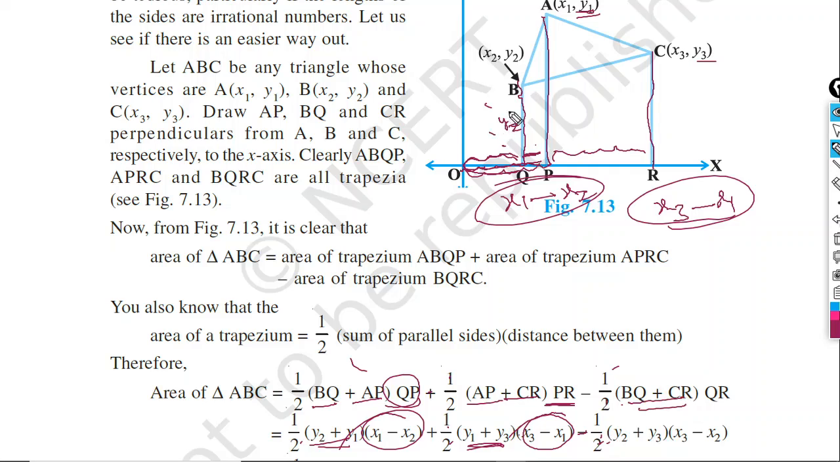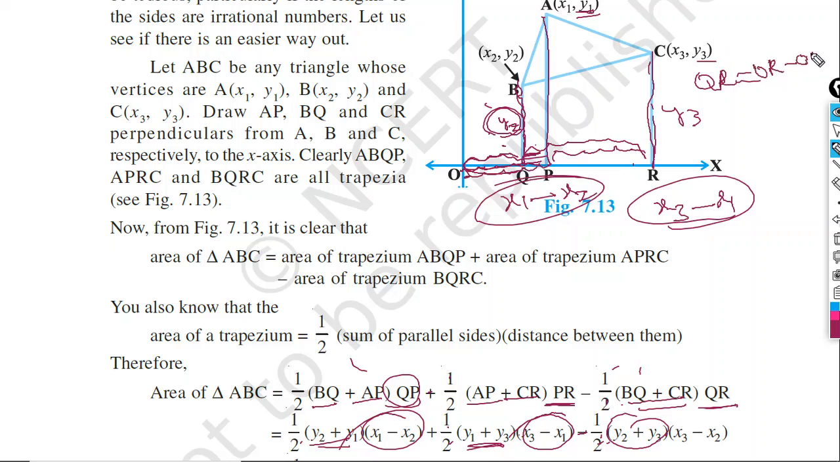Again look at the figure. Where is BQ? BQ here y2. Okay, BQ is y2 plus CR. Look at figure CR. CR is y3. So (y2 + y3) into QR. Again look at figure. Where is QR? QR is here. So you can write QR is equal to OR minus OQ.